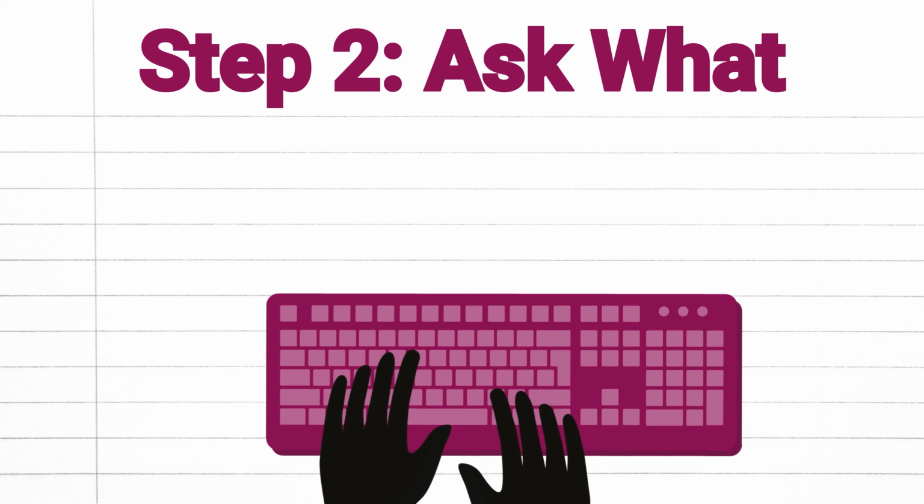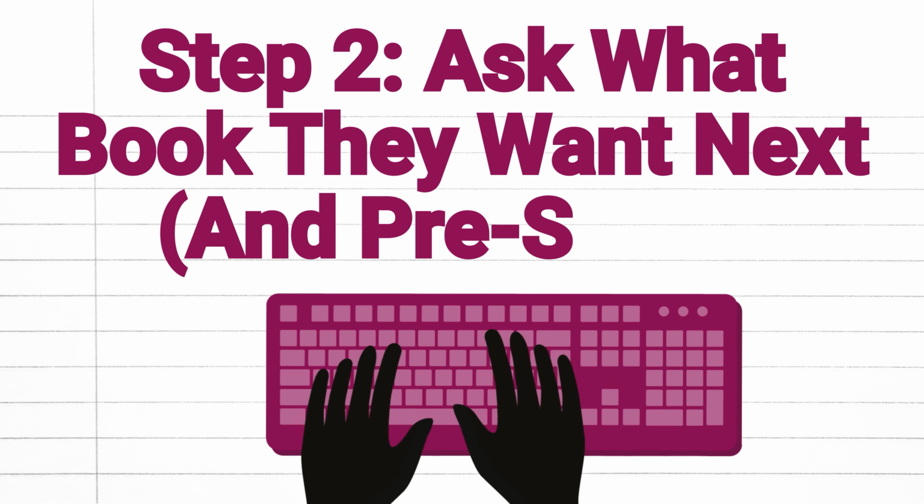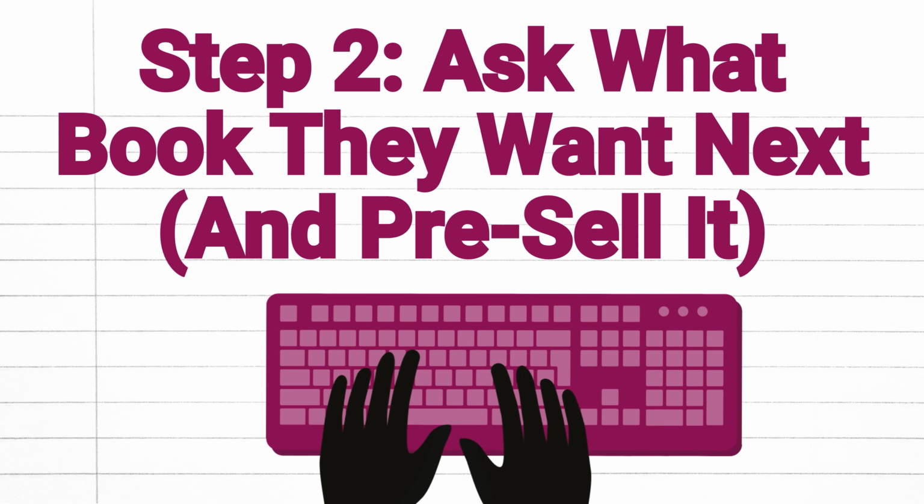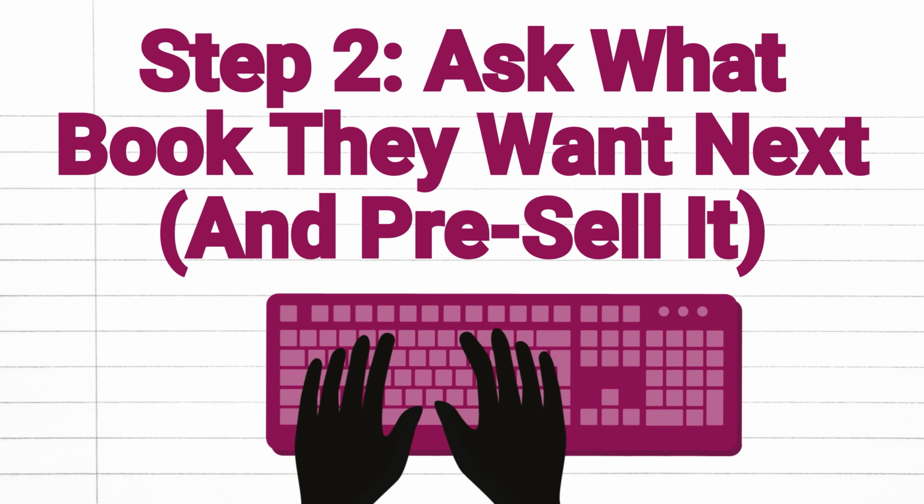Step number 2 for selling your books without using Amazon KDP. Now that you have an email list, ask them what book they want next and pre-sell it to them. This is how I guarantee I only write books that sell. I always pre-sell my books before I write even one word.